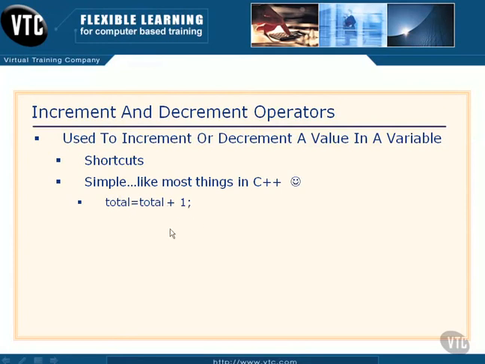So the first time over this, total would be 0. 0 plus 1 is 1. It goes into total. Now total is equal to 1. The second time over, total is equal to 1. So 1 plus 1 is 2. That goes into total. Total's now worth 2. All right, very simple concept.